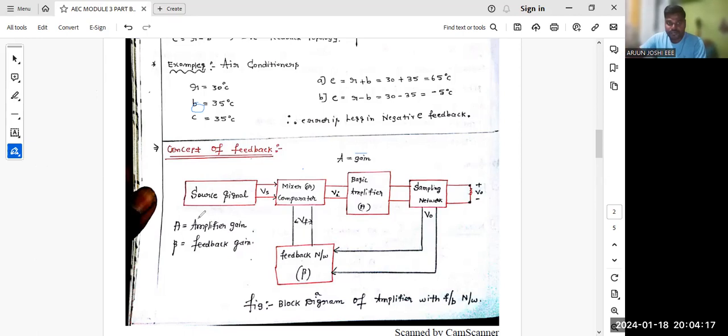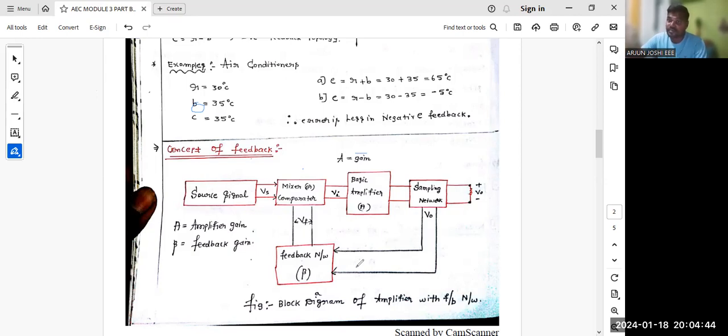All of you check it out. Very simple concept of feedback. Here there is a source signal input and mixer or comparator. In terms of block diagram, I represent: basic amplifier, sampling network, output voltage. From the sampling network, we need to take the feedback network, and that feedback we need to apply to the mixer. This is the overall explanation about block diagram.